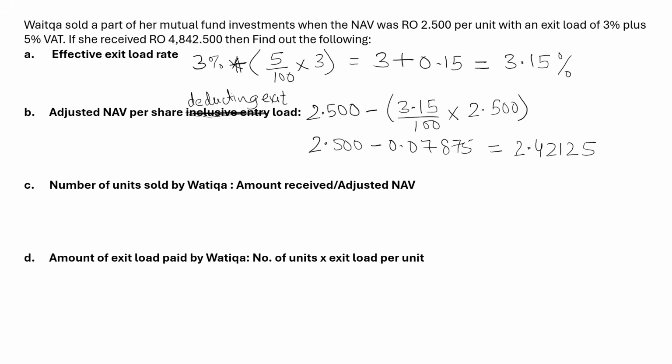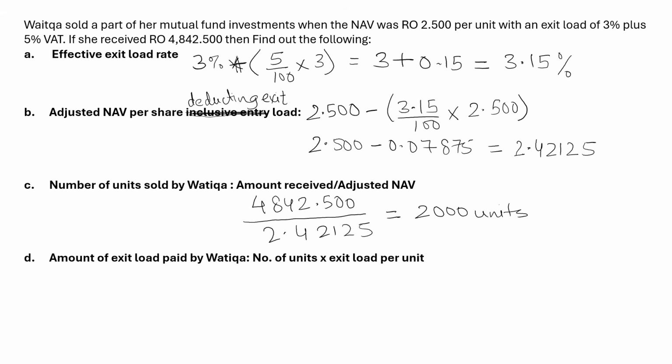Now number of units sold by Vatika. Amount received divided by adjusted NAV. So what amount is received by Vatika? It is already given: 4,842.5 divided by adjusted NAV. Just calculated adjusted NAV, 2.42125. So how many units are sold by Vatika? We will get the answer, 2000 units.